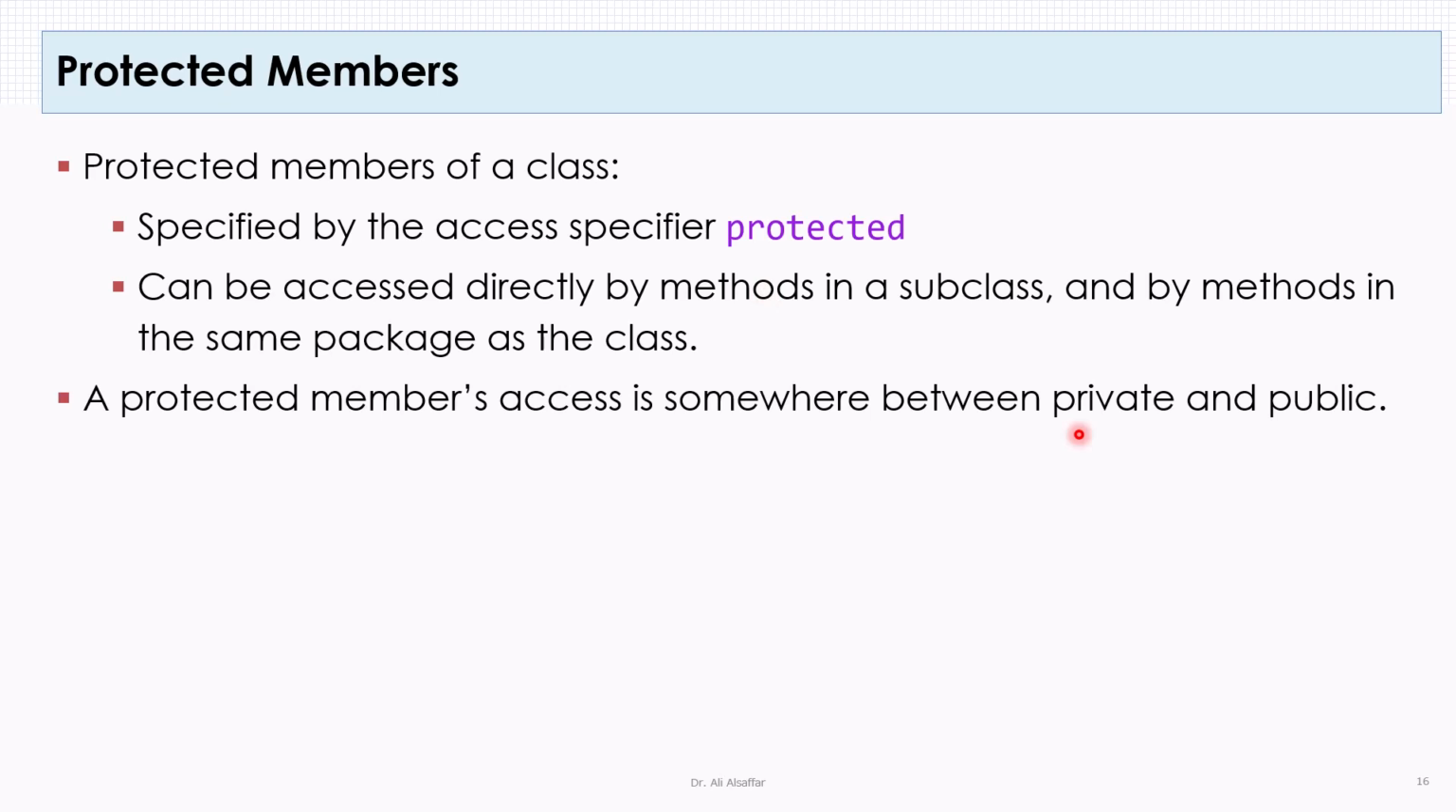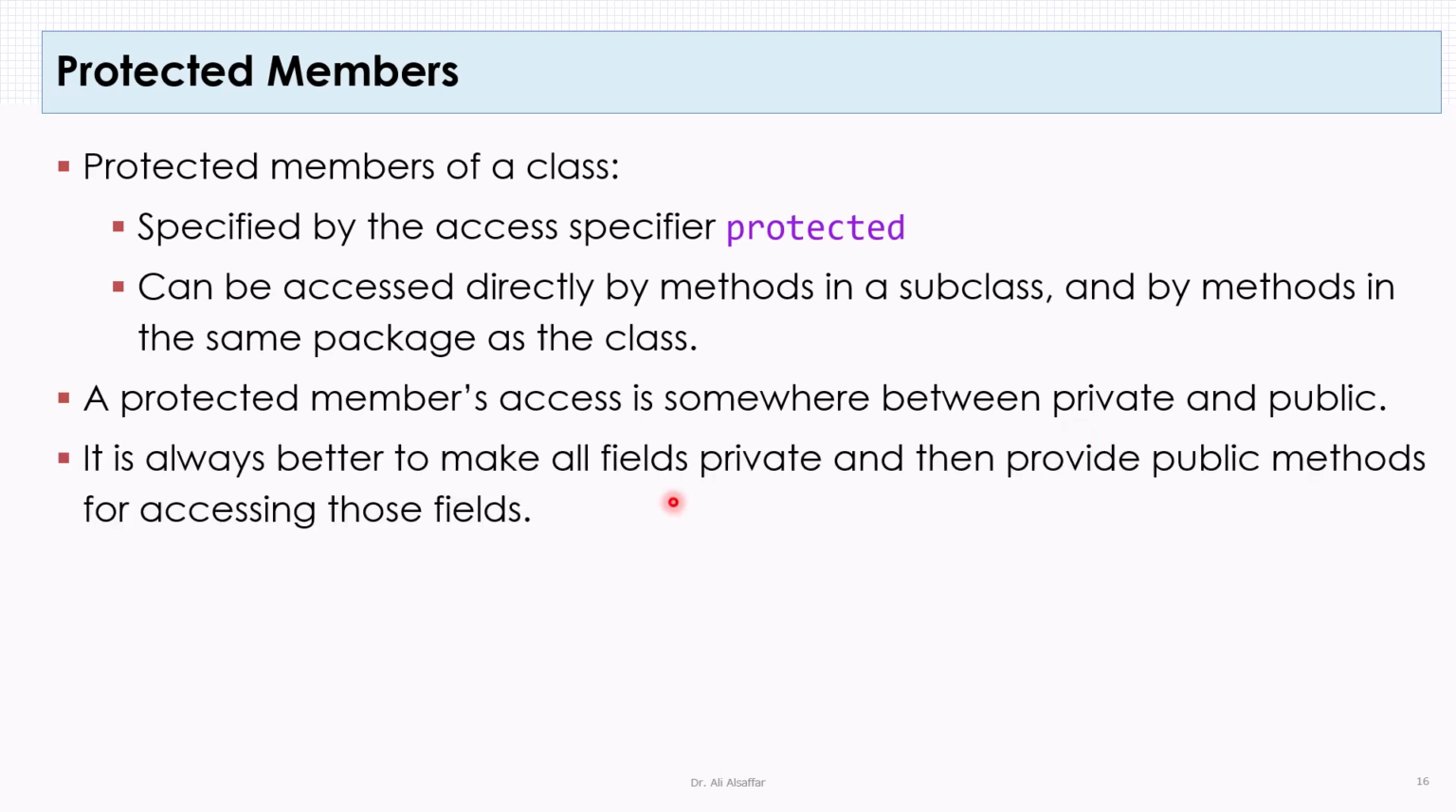A protected member is not quite private because it may be accessed by some methods outside the class. Also, protected members are not quite public either because access to them is restricted to methods in the same class, subclasses, and classes in the same package as the member's class. So we can say that a protected member's access is somewhere between private and public. Although the protected access specification is an option available in Java, it is always better to make all fields private and then provide public methods for accessing those fields.